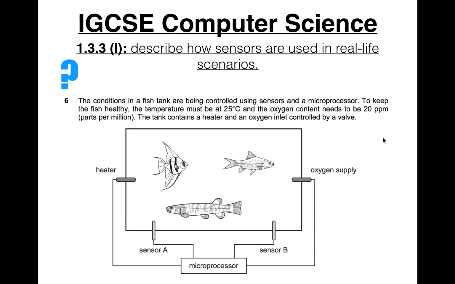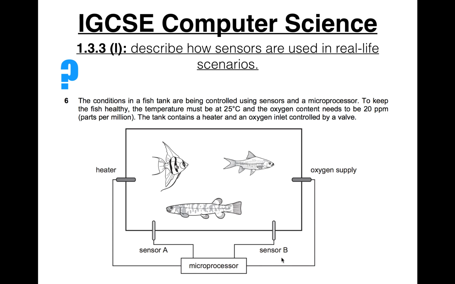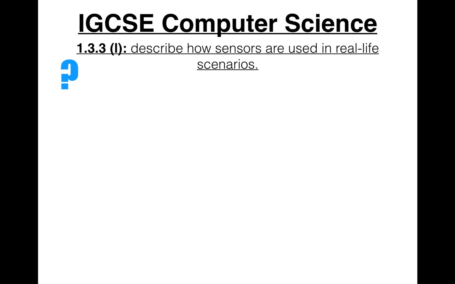Now, there are actually two questions to where I found this. There's question A, name the two sensors used. Now, we could see here, sensor A and B. Well, we've got a heater and an oxygen supply, so obviously sensor A will be a temperature sensor, and sensor B will be an oxygen sensor. So, yeah. Now, I think that can give you a mark if you say gas sensor. I don't think that matters, but, still sort of gas oxygen sensor.